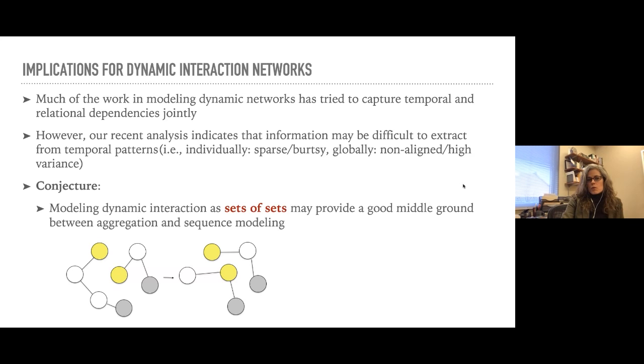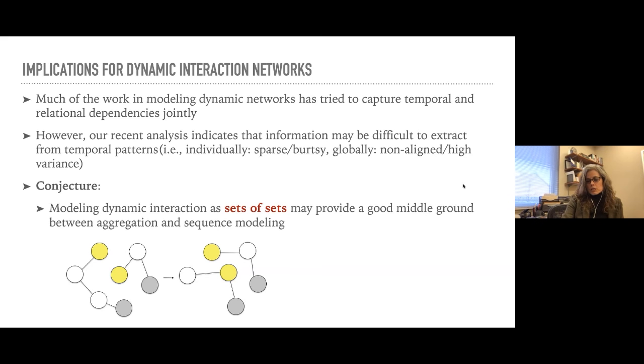And so what I'm now thinking is that thinking of this problem as a set of sets problem that we need to model in a permutation invariant way may provide a good middle ground between these two elements, because what may not matter is the specific times that you interact with specific people, but the set of interactions that you have with them over time, because that indicates what type of relationship you have with them.